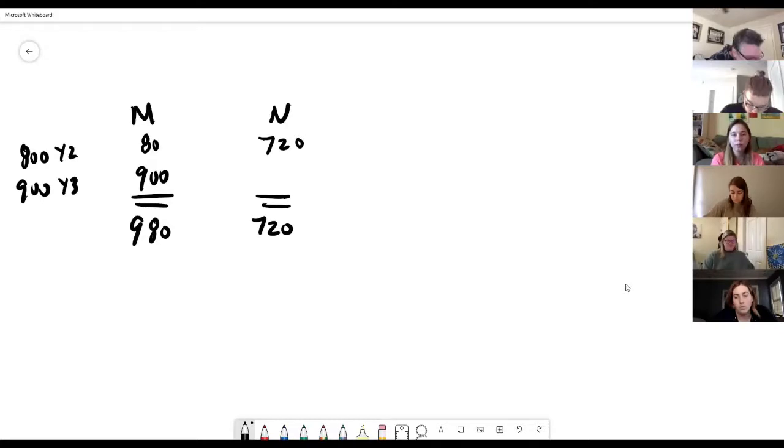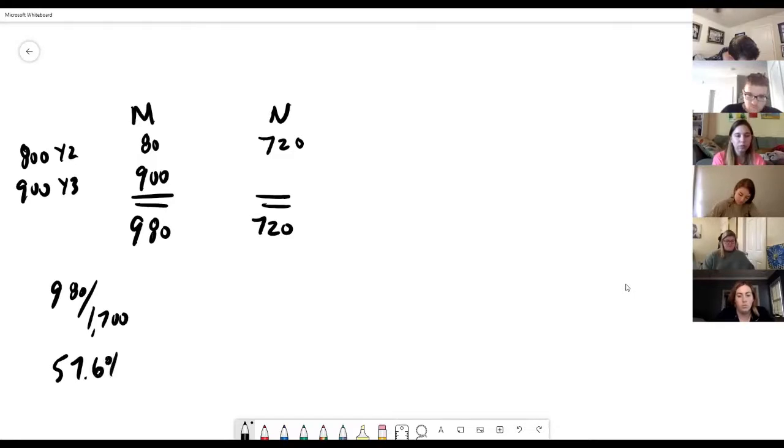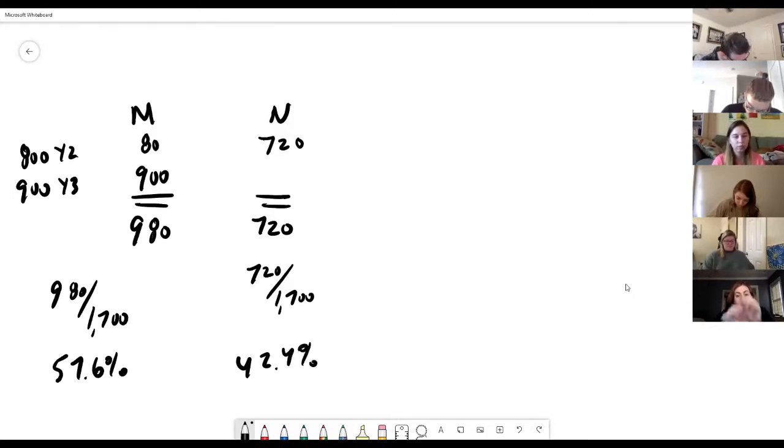And so what that reg example says is, well, you're going to take a proportion. You're going to say, okay, M is getting 980 over a total of 1,700. That percent is 57.6%. N is getting 720 out of a total of 1,700, and that comes to 42.4%. And so when you reallocate, we're going to just give M 57.6% of each year, and N 42.4% of each year. So we're going to end up again at 980 and 720.